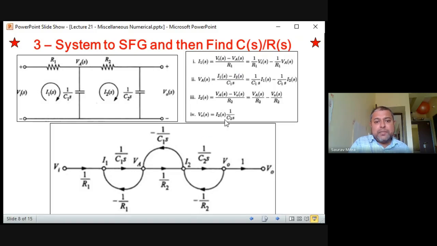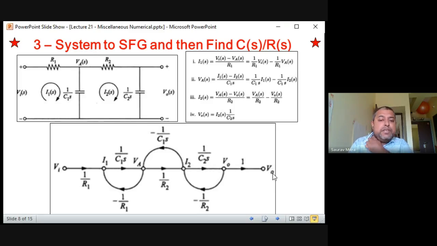What is the third equation? The third equation is I2s. Here you are finding how many inputs are coming. One input coming is VA by R2. For this node, how many inputs are there? Don't check the outputs. So I2s is equal to VA divided by R2 plus VO divided by minus R2. That is, I2s is equal to VA by R2 minus VO by R2.